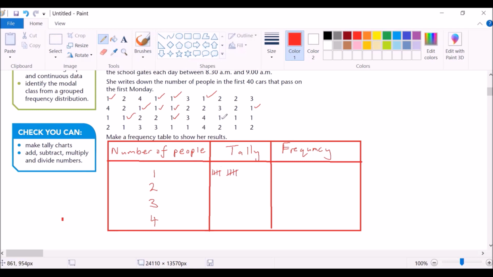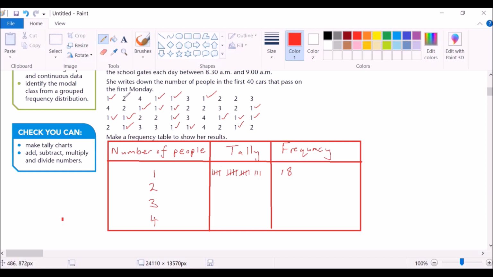So we count again 5. We have 1, 2, 3, 4, then 5 across. Then we have 1, 2, and 3 there. Okay, so we have counted all the ones. So the frequency is the sum total as a number: 5, 10, 15, 18. So we have 18 there.